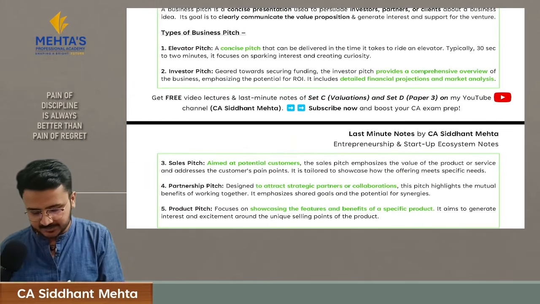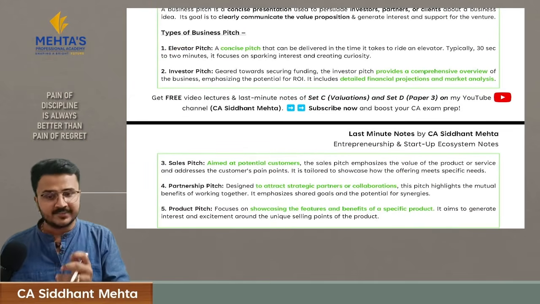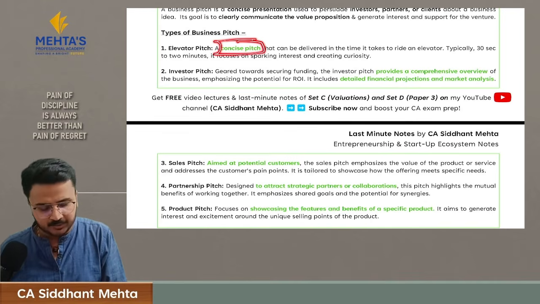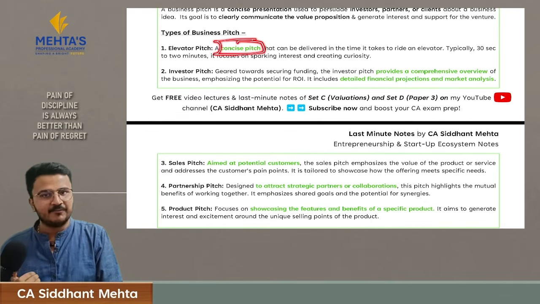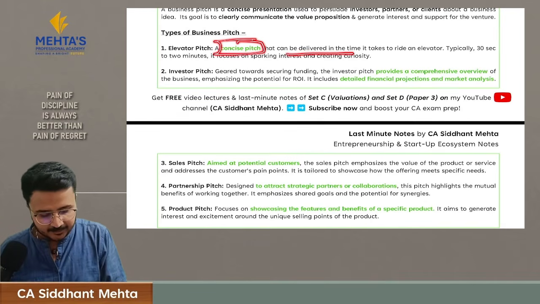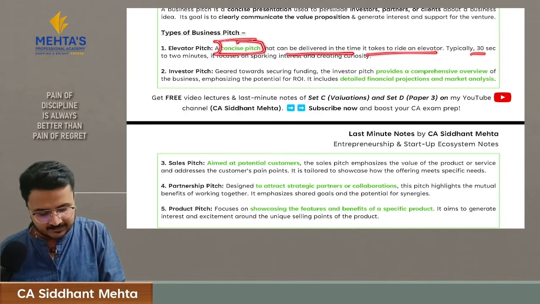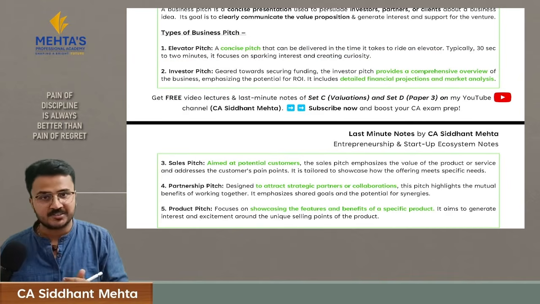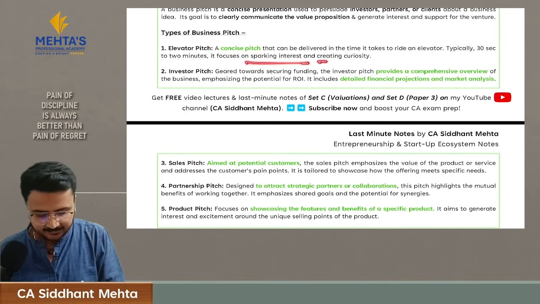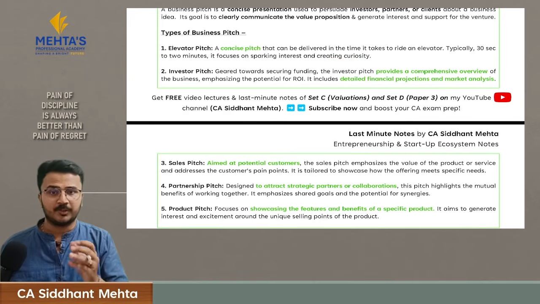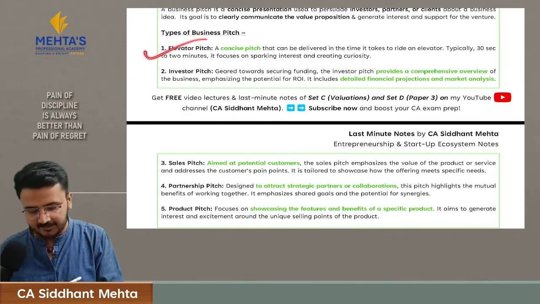The very first one is the elevator pitch. Here it is a concise pitch which is made to the investors, and it is called an elevator pitch because it is delivered in the time it takes to ride an elevator, typically 30 seconds to 2 minutes. It focuses on sparking interest and creating curiosity. तो जो पिच हम शार्क टैंक में देखते हैं वो एलिवेटर पिच रहती है.